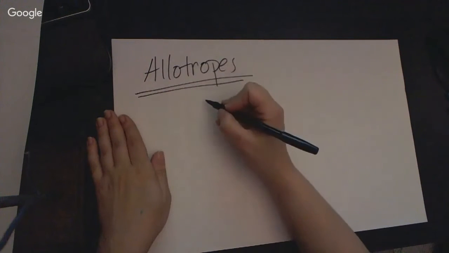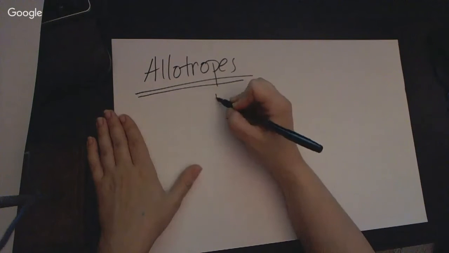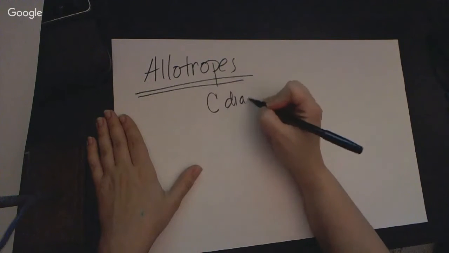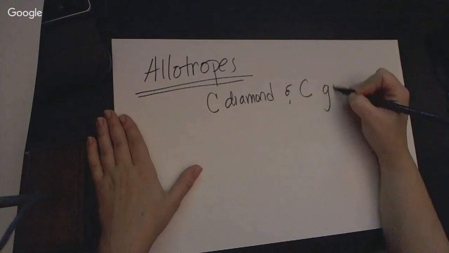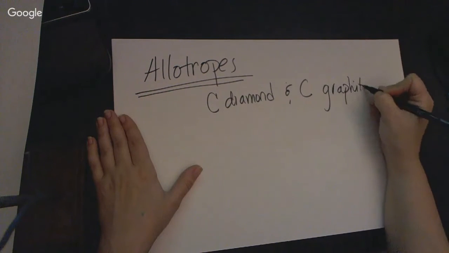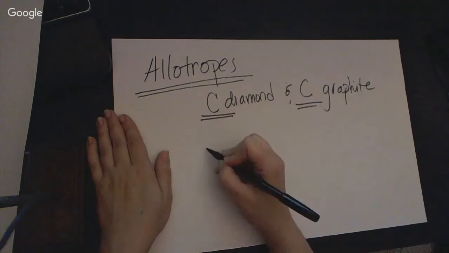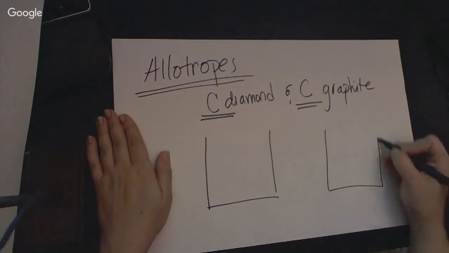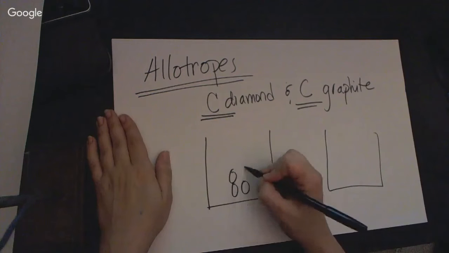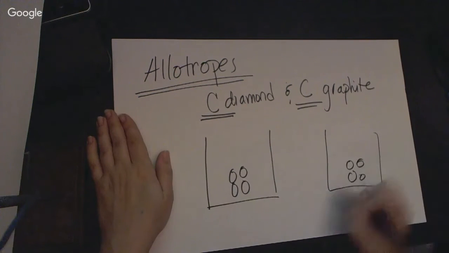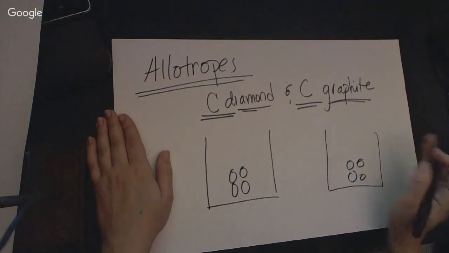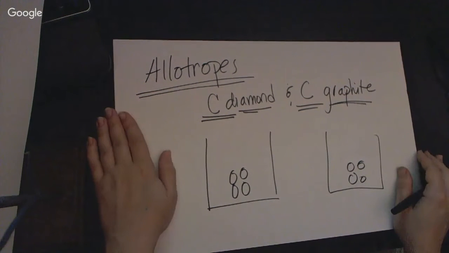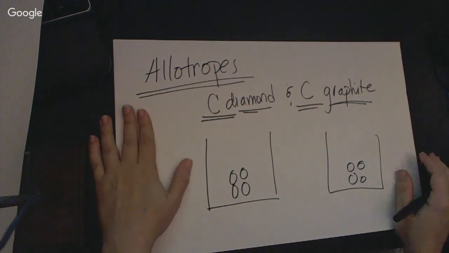Allotropes are something like carbon in diamond and carbon in graphite. Both of these are made of carbon. So if you were to look at a particle diagram, you'd be like, oh, look, they're all carbon atoms. However, the carbon in diamond versus the carbon in graphite, they are bonded or attracted to each other in a different crystalline structure.